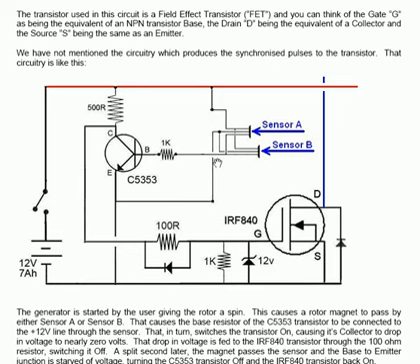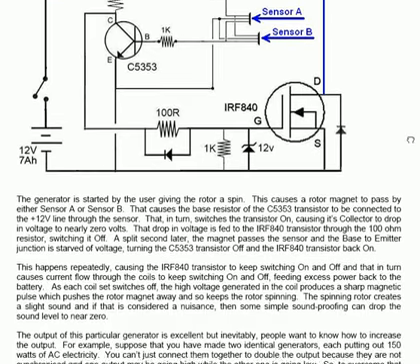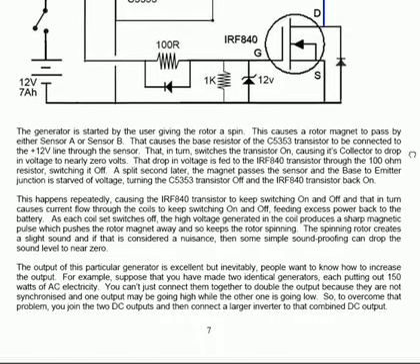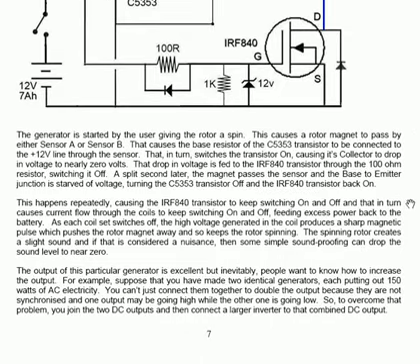The generator is started by the user giving the rotor a spin, and that causes the magnets to pass by the sensors, and that causes the IRF 840 transistor to keep switching on and off, and that in turn causes current flow through the coils to keep switching on and off, feeding excess power back to the battery. The excess power is fed through 3 amp fast acting diodes, which are ultra fast 5408 diodes. They're powerful diodes and very fast operating.